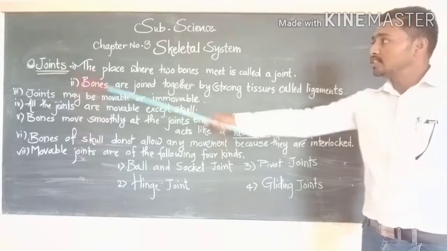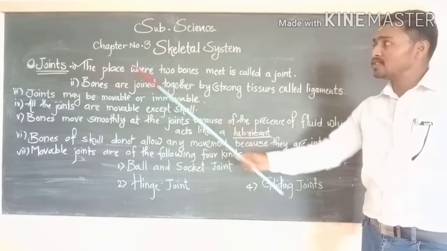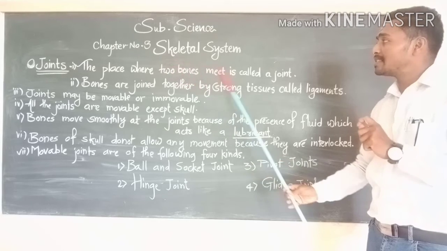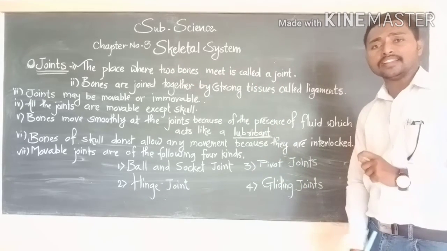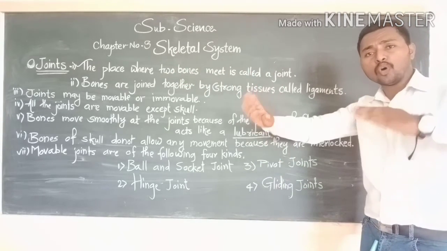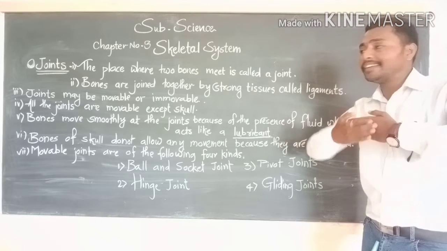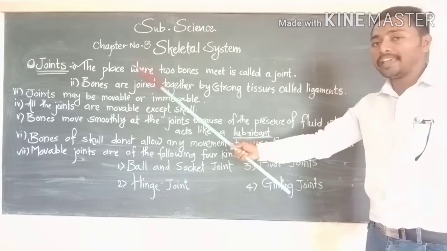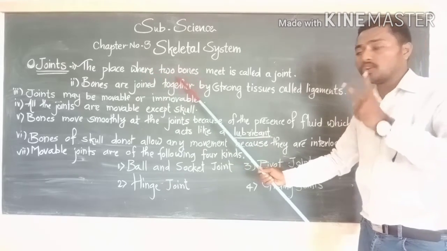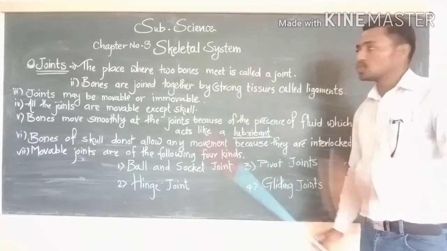Next point, joints. The place where two bones meet is called a joint. Aisi jagah jahan pe do bones join hote hain is called a joint. The place where two bones meet is called a joint.